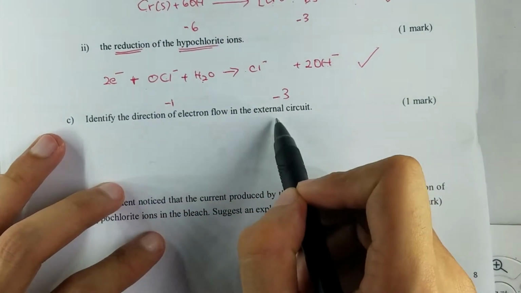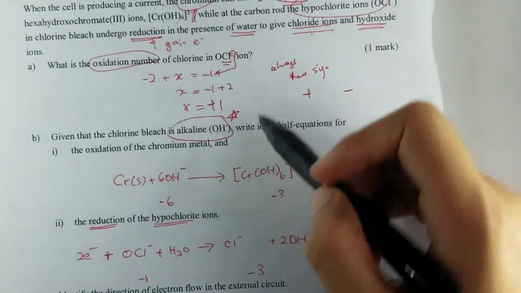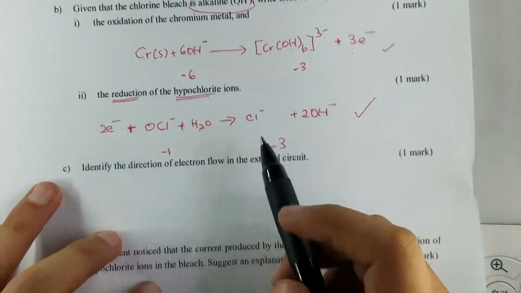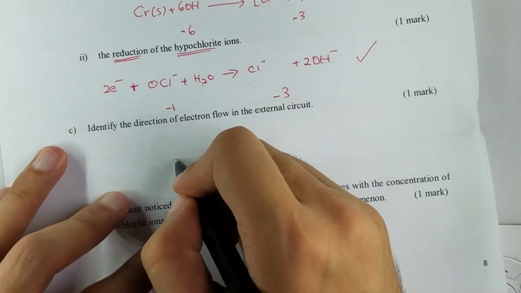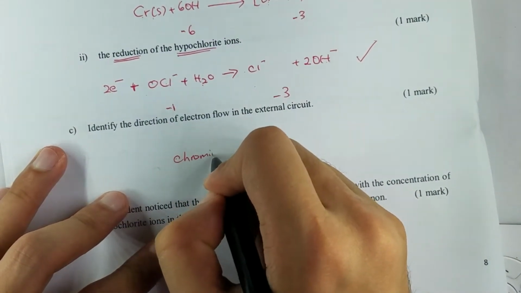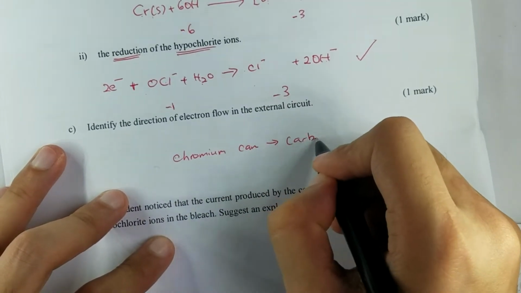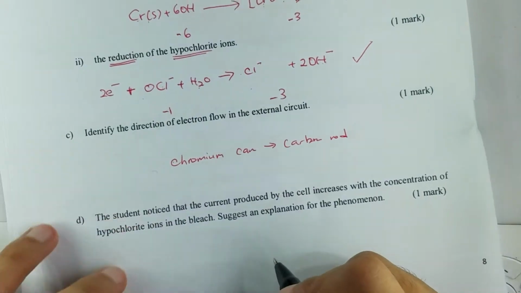Identify the flow of the electron. So where is the electron coming from? It's losing at the chromium and gaining by the solution. So the flow will be from chromium to the carbon rod.